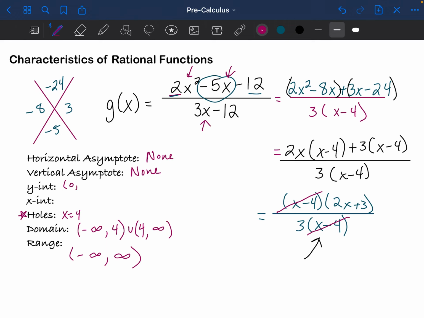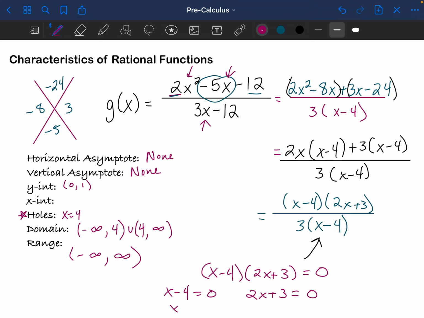The x-intercept, that one's when y equals 0. So I like to use our factored version here. And I don't care about where the denominator equals 0 because we just mentioned that's bad, right? So we're only looking at where the numerator equals 0. Because if the numerator of a fraction equals 0, then the whole thing equals 0. So I care about when x minus 4 times 2x plus 3 equals 0. And then you split it up. So that means x equals 4 and x equals negative 3 over 2.